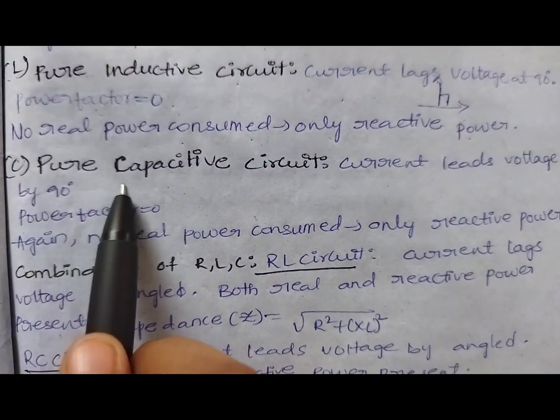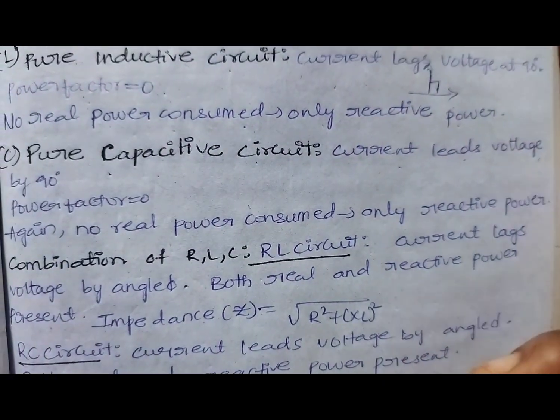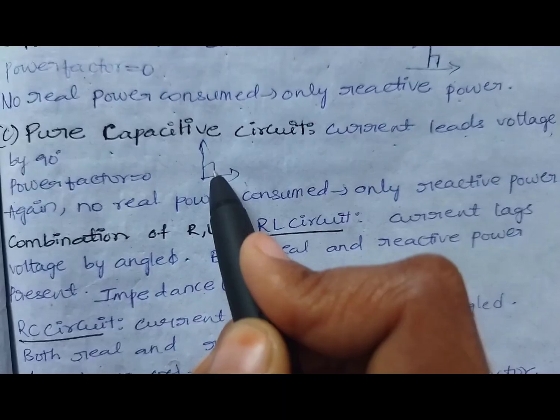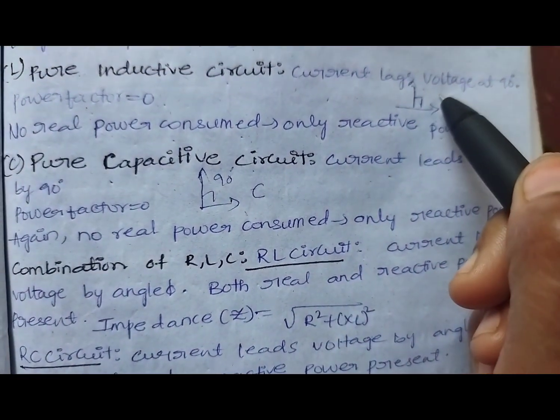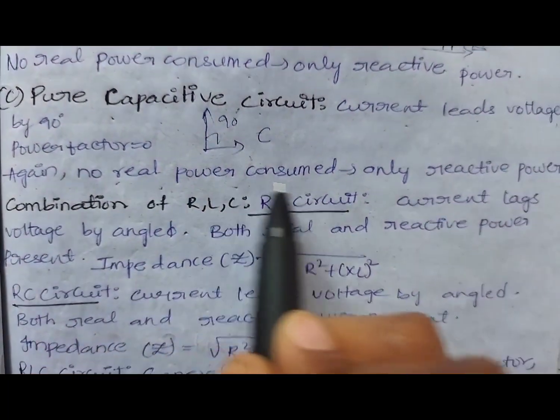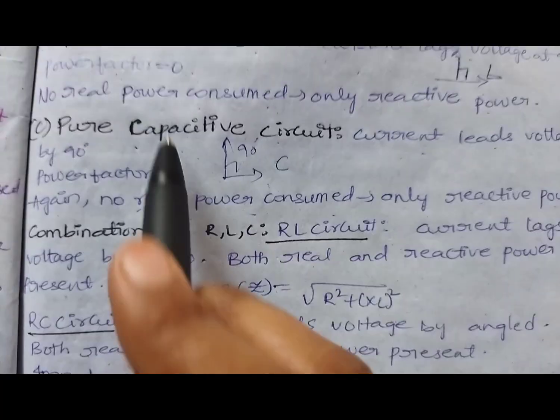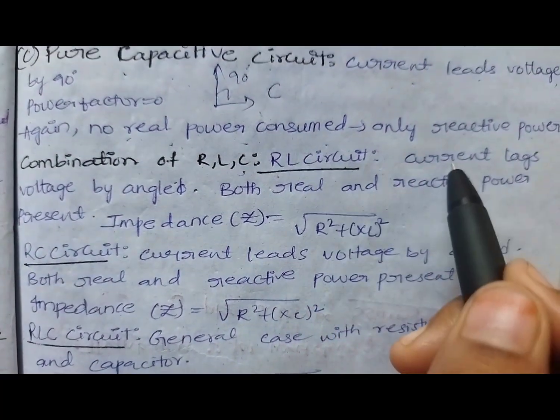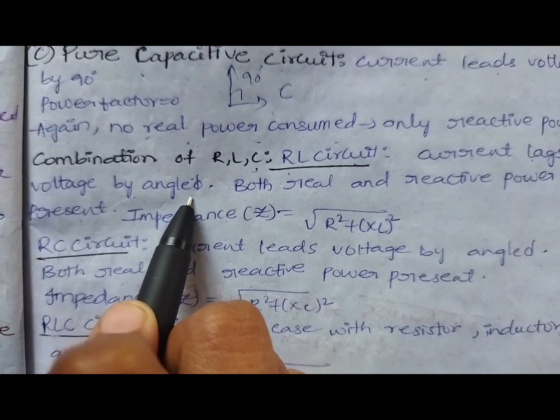For C, a pure capacitive circuit, current leads voltage by 90 degrees. Again no real power is consumed, only reactive power. Now the combination of all three elements together, RLC. In an RL circuit, current lags voltage by angle phi.